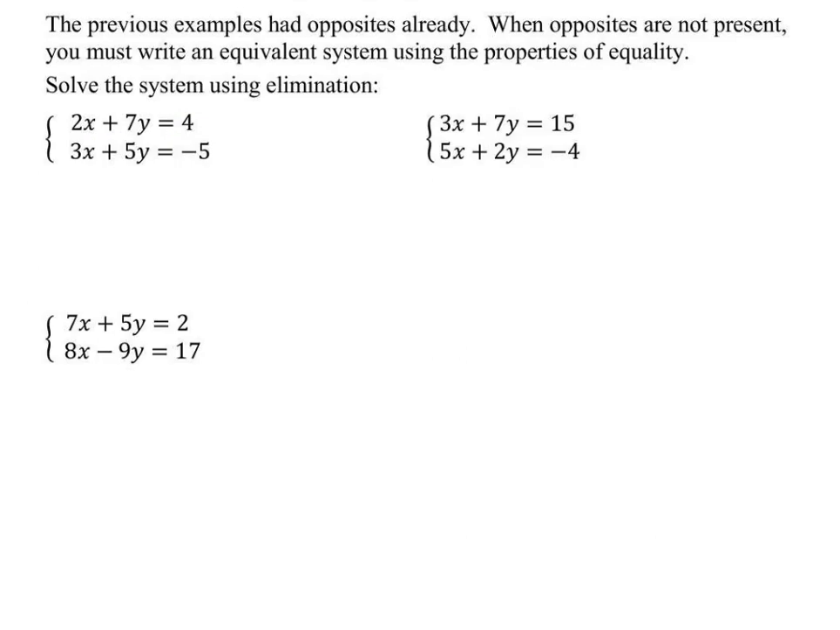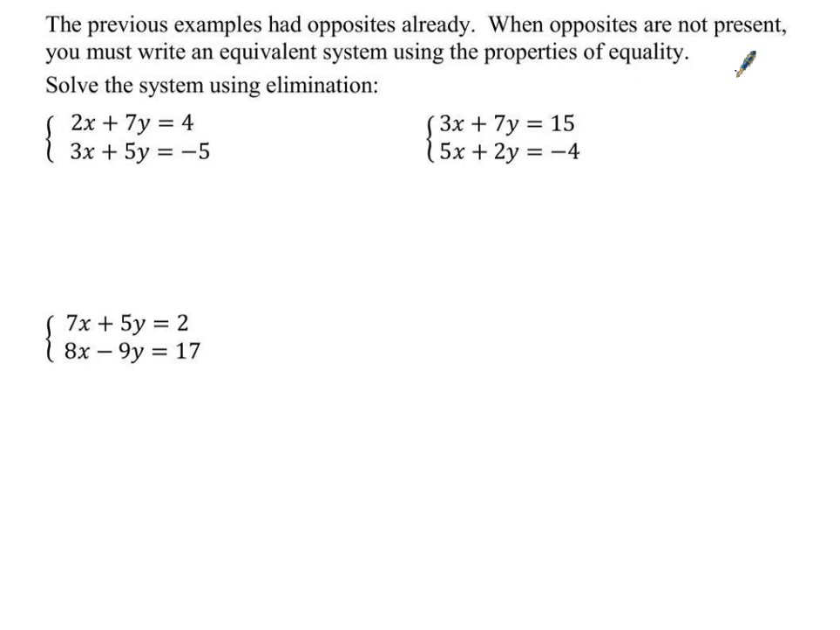So obviously those three examples we just did using elimination were very easy. They were ready to solve without having to do any sort of manipulating. That's not how most of these problems are going to go. So you need to learn how to manipulate these so that you get opposites so that you can add and have something disappear. And that's what's going on here. When opposites are not present, you must write an equivalent system using the properties of equality. So go back and look at the variables and decide which one's going to be the easiest one to eliminate.